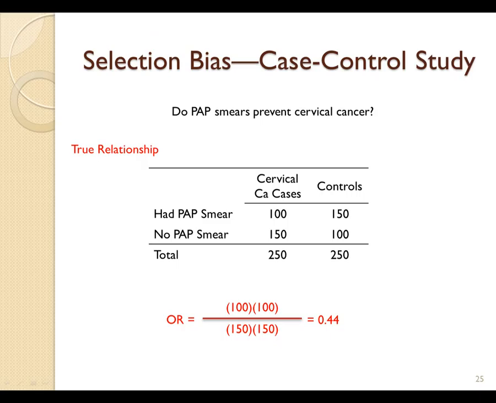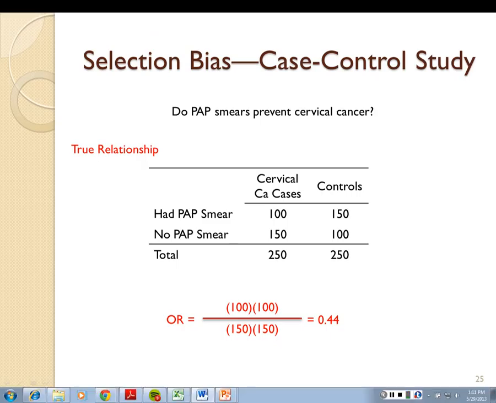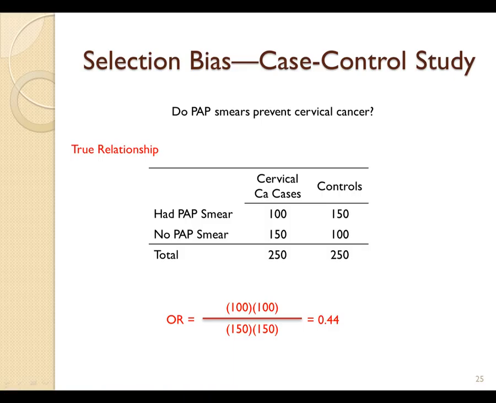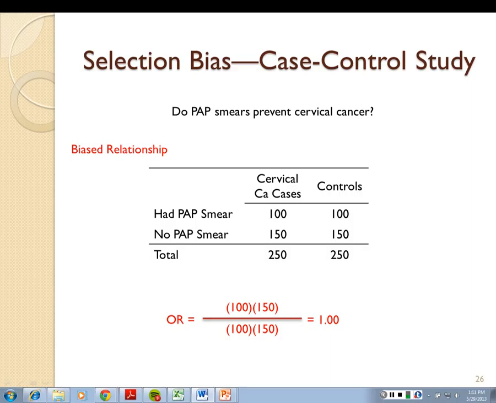So let's walk through an example of selection bias in a case-control study. We'll start with the research question: do pap smears prevent cervical cancer? The cases for this study were diagnosed at a city hospital. Controls were randomly sampled from hospitals in the same city by canvassing the neighborhood on foot. The table on this slide indicates the true relationship that people with cervical cancer were 54% less likely to have pap smears than those without cervical cancer.